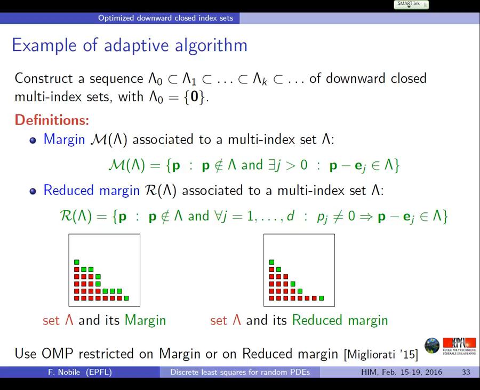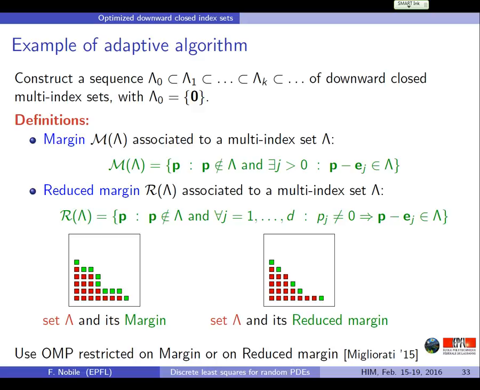Okay, so there are two nice notions of margin and reduced margin of a set. So if red is the current set, the margin are all the neighbors, so all the points that can be reached with one move from a current index. The problem of working with the margin is that if you select a certain one or a few terms in the margin, and then you update the set, you might lose this downward closedness structure. So you can define a reduced margin where you say that the neighbors are only those ones that, if you subtract one in any direction, you fall back in the set.